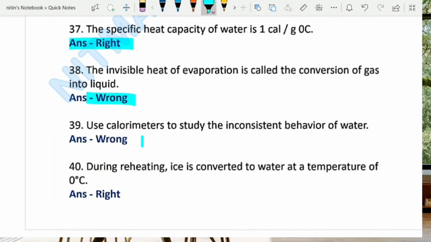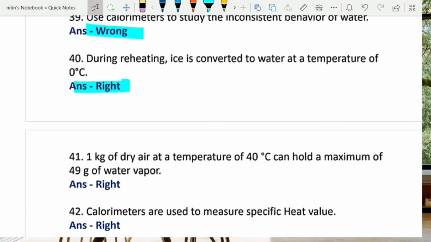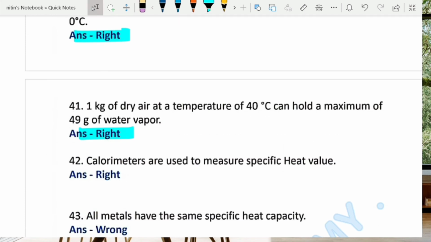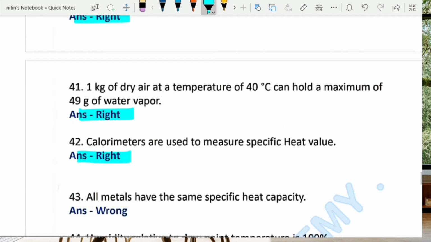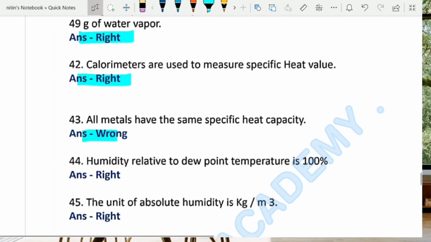Wrong. During the reheating, it is right. 1 kg of dry air at a temperature of 40 degrees Celsius can hold a maximum amount of water vapor. Right. Calorimeters are used to measure specific heat values. Right. All metals have the same specific heat capacity. Wrong. Humidity relative to dew point.